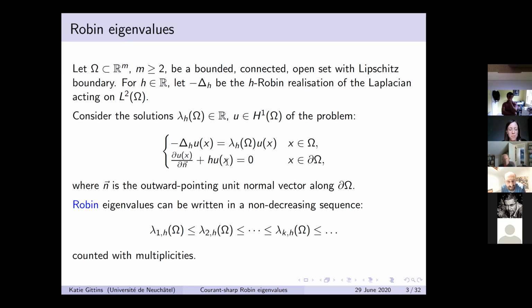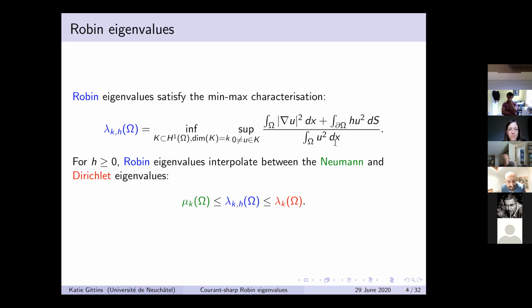Or more explicitly, we can see it from the min-max characterization, where we have the infimum of the supremum of the Rayleigh quotient here for the Robin condition, where when h is 0, we recover exactly the Neumann characterization. And you can show formally that as h tends to plus infinity, here I'm looking in H^1_0, the Sobolev space H^1_0.